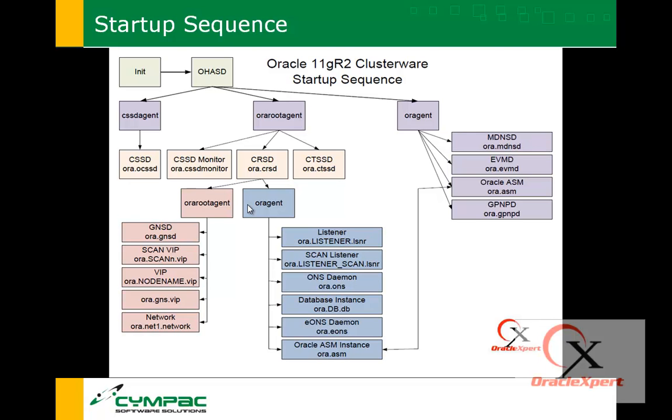And the Oracle agent triggered by OHASD also takes care of the multicast DNS daemon, MDNSD, EVMD, which stands for Event Management Daemon, the Oracle ASM, which is linked with your Oracle instance, the entire clustered ASM environment, and more importantly, the grid plug and play daemon. We will discuss in detail what grid plug and play is. So this is the startup chronology of how the cluster services are started for 11g release 2 clusterware or grid infrastructure services.